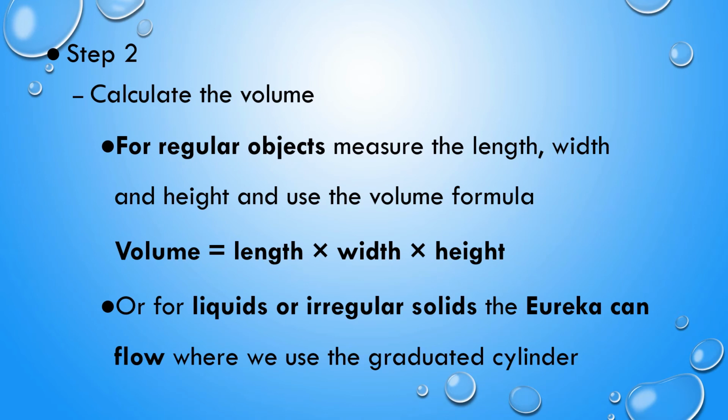And then for liquids or irregular solids, we use the Eureka can flow, where we use a graduated cylinder which is filled with water to a given level. Then the irregular object or liquid is placed. Then the displaced volume of water is measured in the graduated cylinder to obtain the given volume.